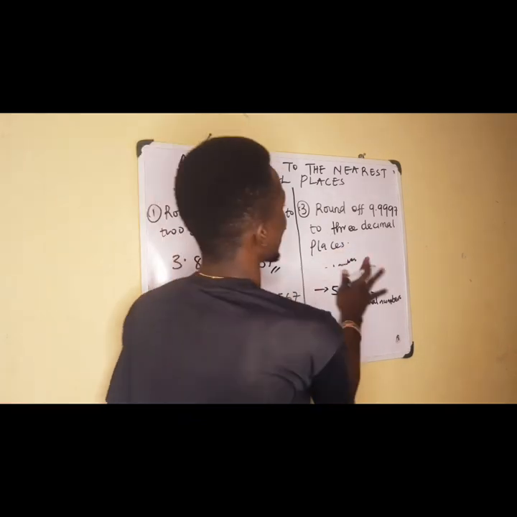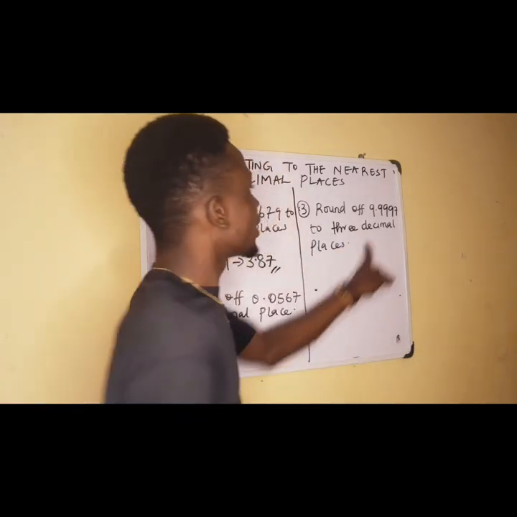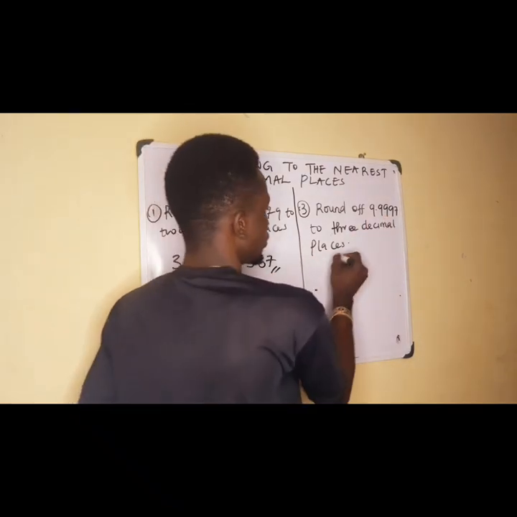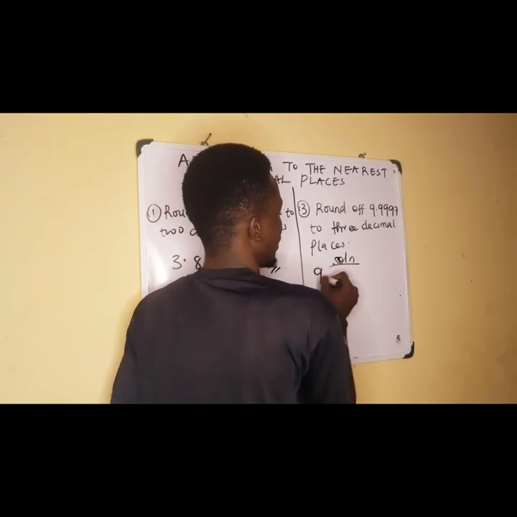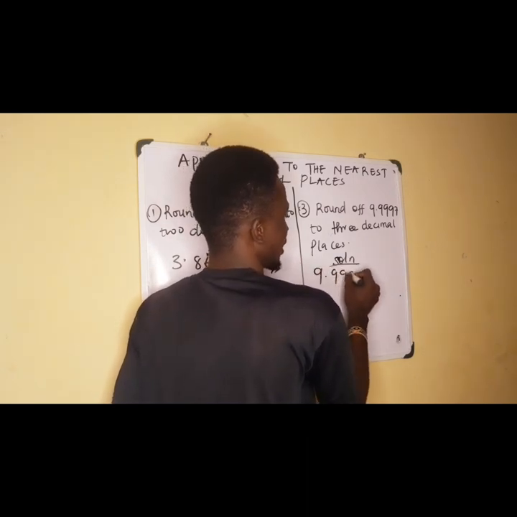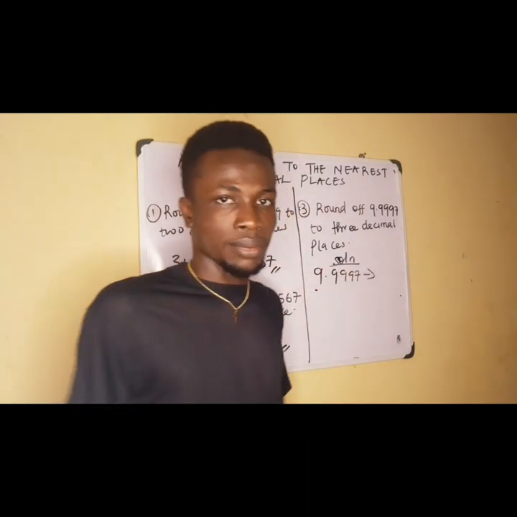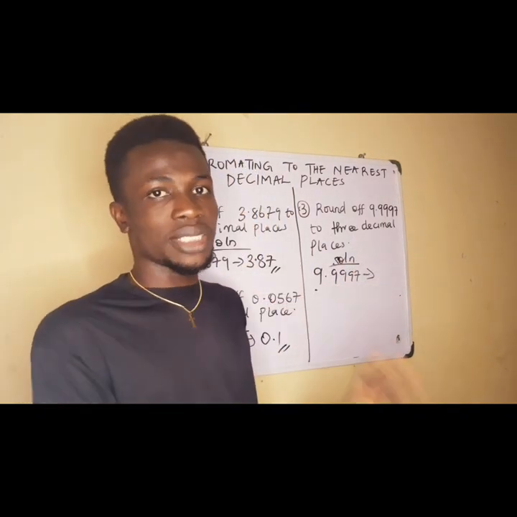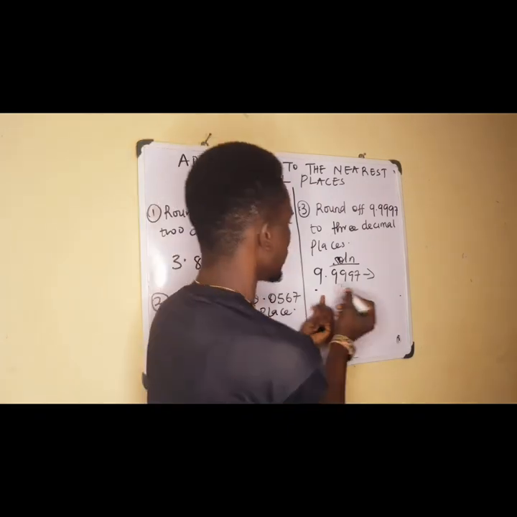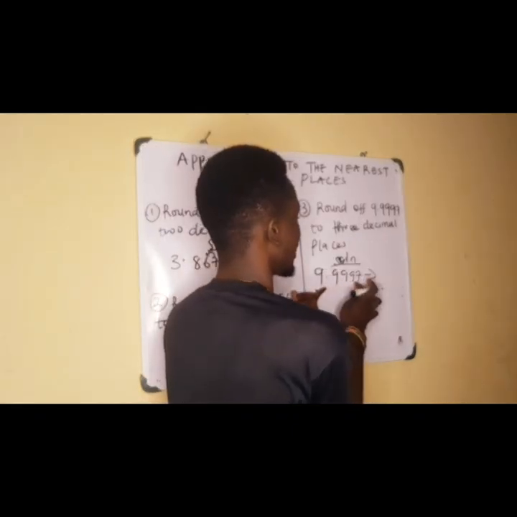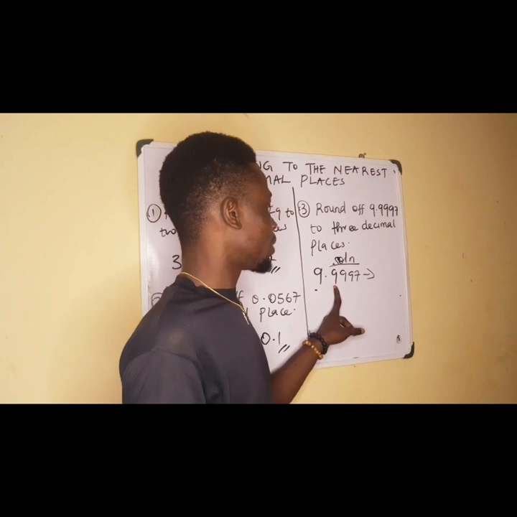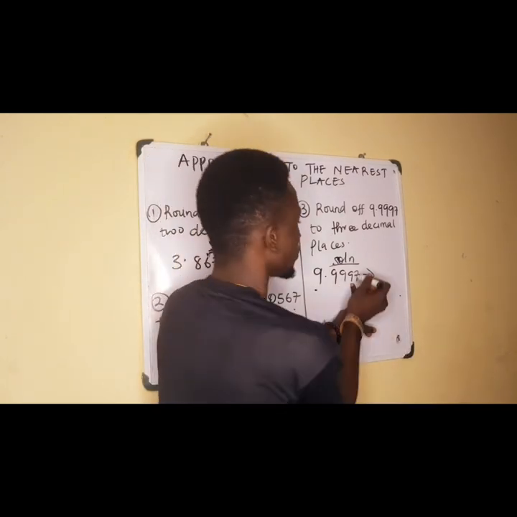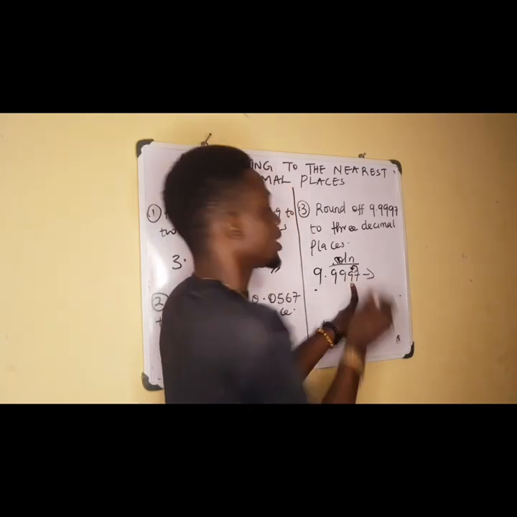Lastly here, we are having round off 9.9997 to 3 decimal places. As usual, we'll write out our 9.9997. Now let's round it up to 3 decimal places. Okay, now this is a bit tricky. What we're going to do is, this is 9.9997, so let's count the 3 decimal places that we're rounding up. 1, 2, 3. The next thing to do is to add 1 here because 7 is among rounding up.